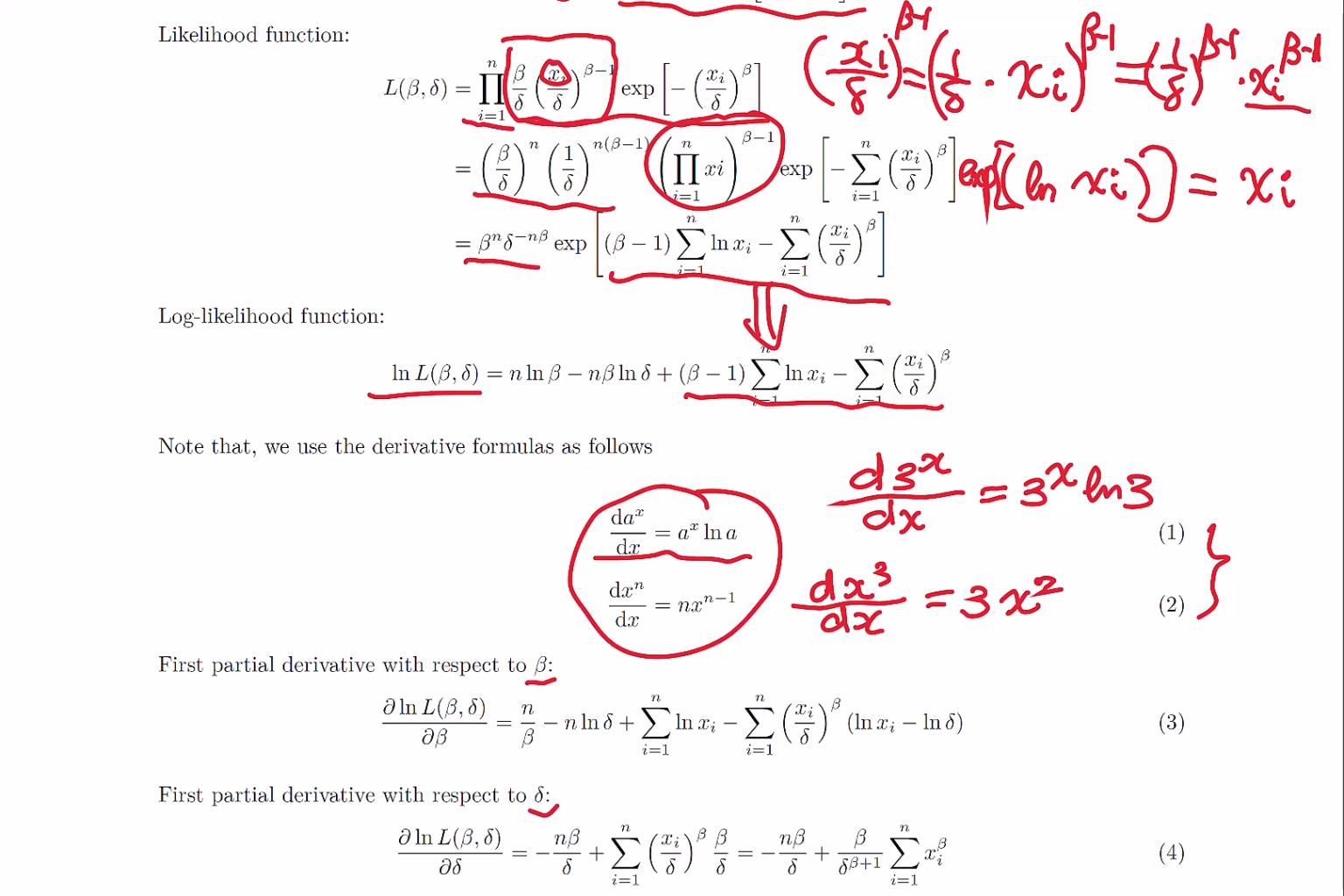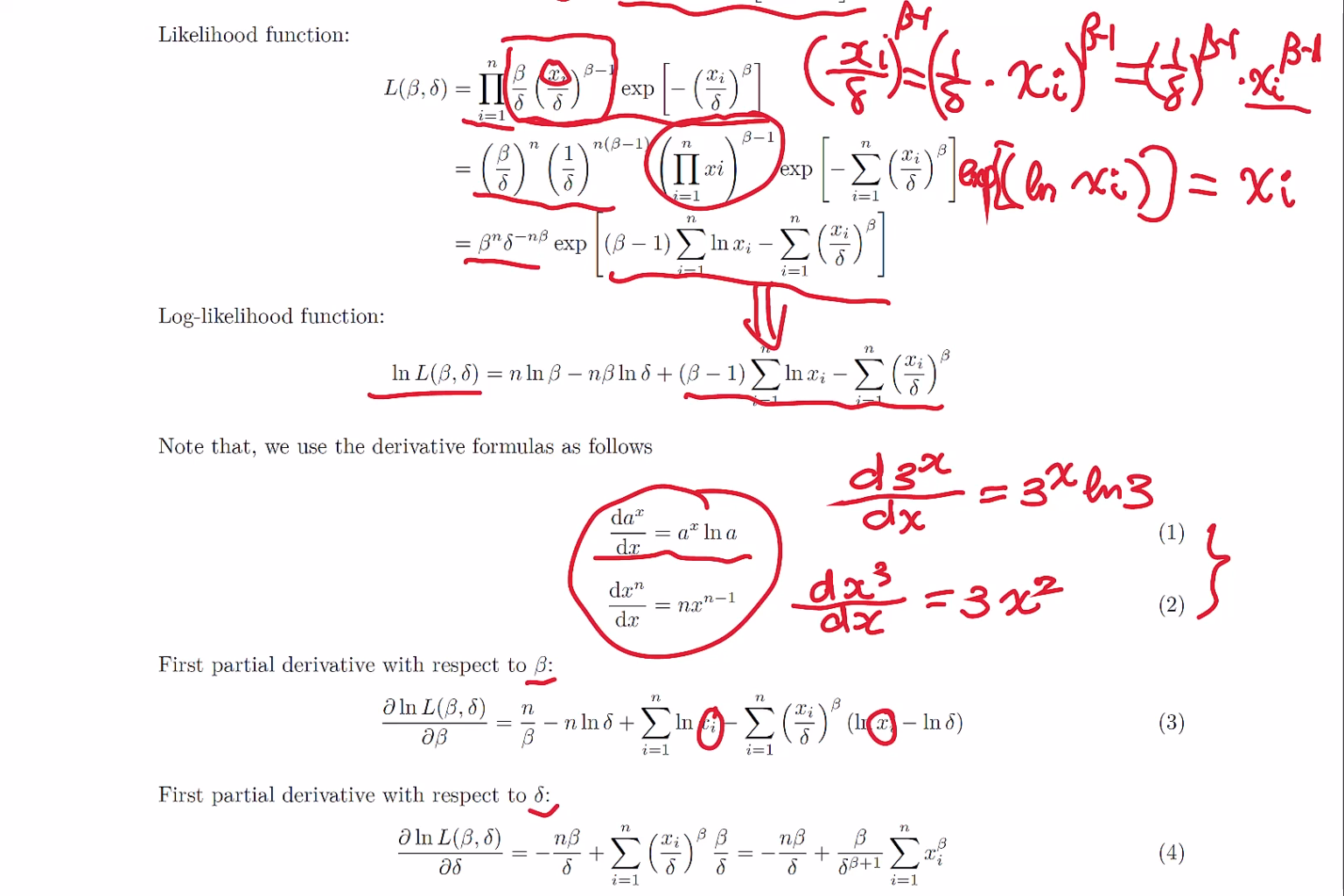But for those xi's, they are just samples, so we can observe them, right? We put them as constants. So here, that's the tricky part.